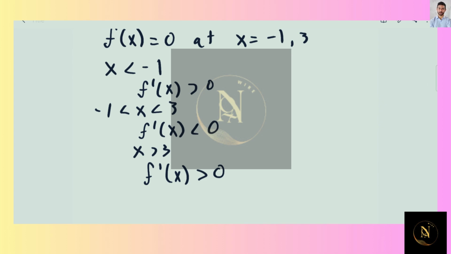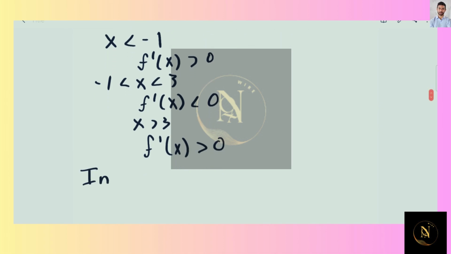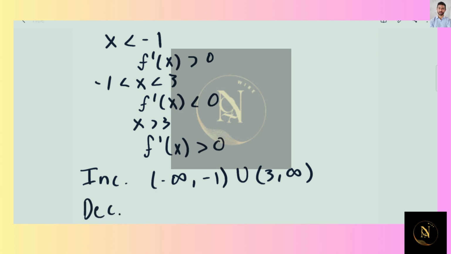And whenever our derivative is positive, that means our function is increasing. And whenever our derivative is negative, that means our function is decreasing. So we're increasing from negative infinity to negative 1, and from 3 to infinity, since we found that for x values less than negative 1, we have a positive derivative of f of x, and for x values greater than 3, we also have a positive value for our derivative of f of x. So that's where we're increasing. And then where we're decreasing is this interval from negative 1 to 3. So we're decreasing from negative 1 to 3.